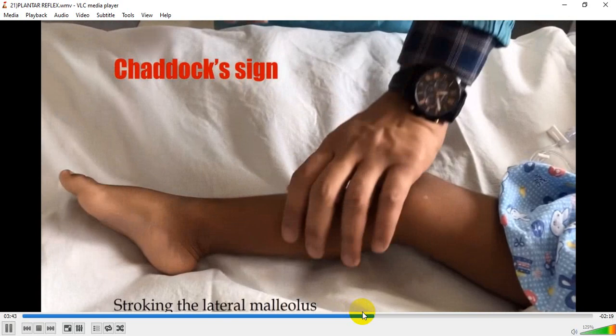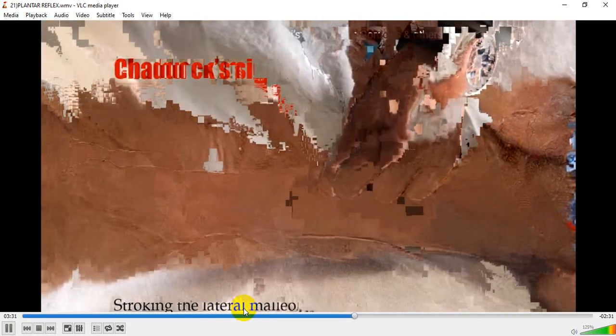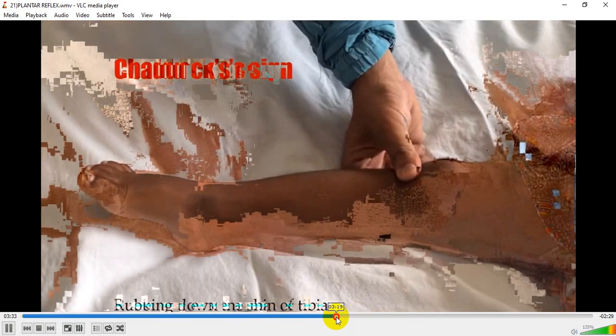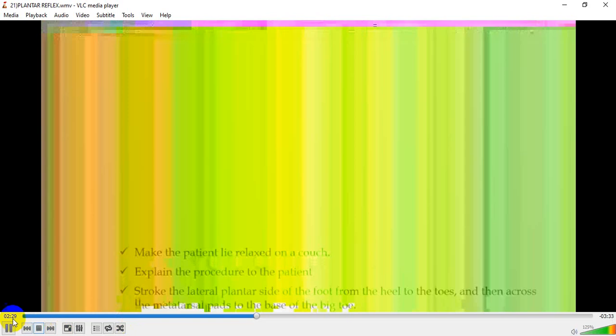Sorry. Chaddock sign by rubbing down the shin or tibia. Movement should be sharp but non-traumatic, for example, the tip of the hammer handle or preferably the tip of a key.